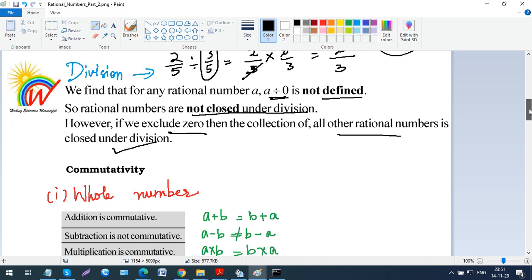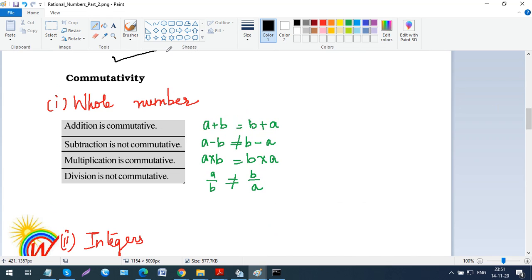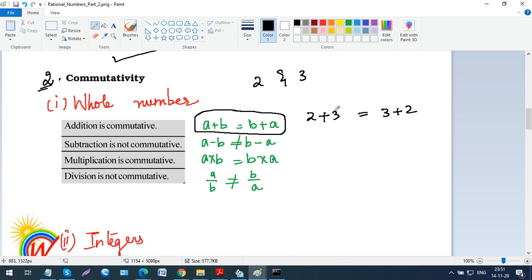Now come to the next property, which is commutative. First we learnt closure, now we will learn commutative. Let us check if addition is commutative or not. We just flip the positions of a and b and check if it gives the same answer. If I take any whole numbers, let's say 2 and 3, 2 plus 3 and 3 plus 2 are going to be the same. So addition is commutative.